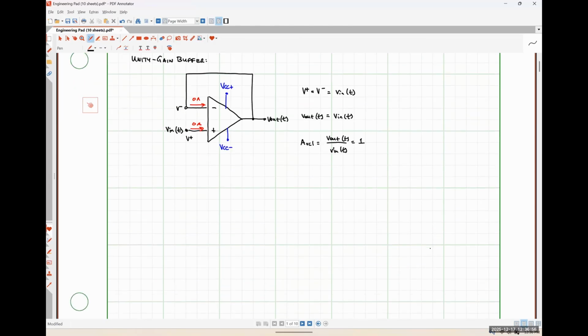So the next circuit that we're going to look at is this guy right here. So let's call this the non-inverting amplifier. This is literally the circuit that we looked at in class on Monday.